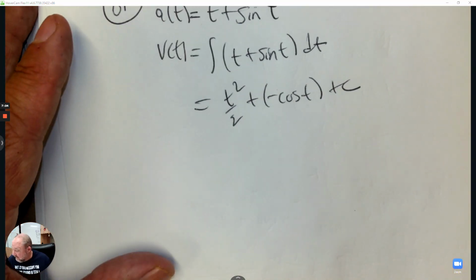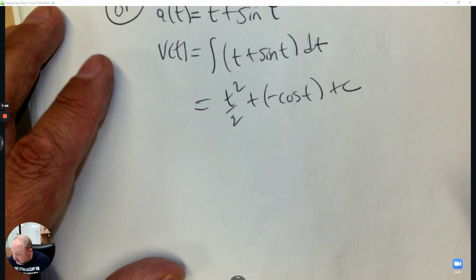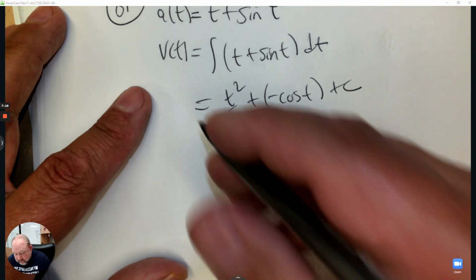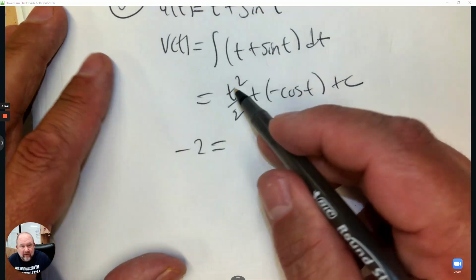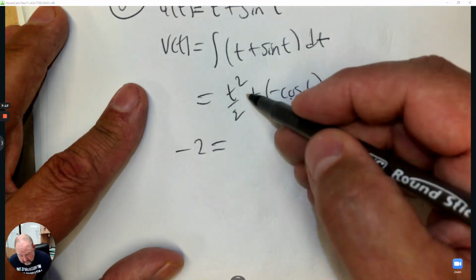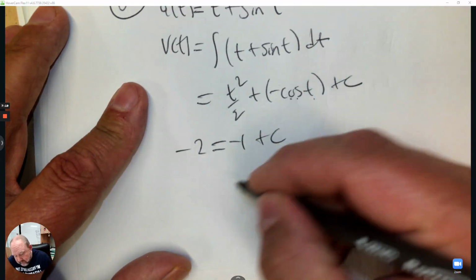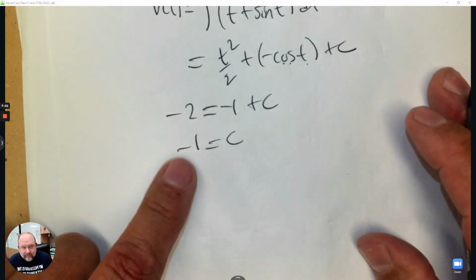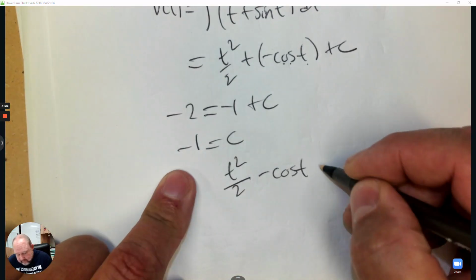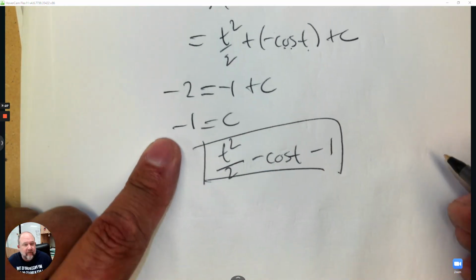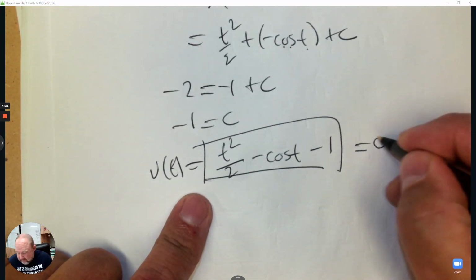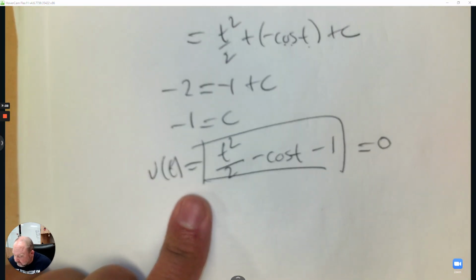Then it says, hey, plug in 0. And the answer should be -2. So wherever there's a t, plug in 0. That's 0. Cosine at 0 is 1, so that's -1. Solve for c, add 1. And now we have an equation. So there's my velocity equation. And I want to know when that's equal to 0.